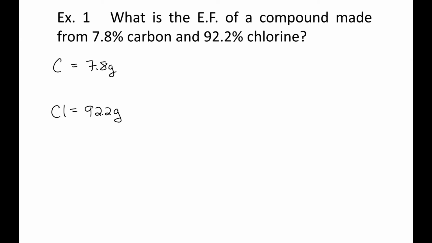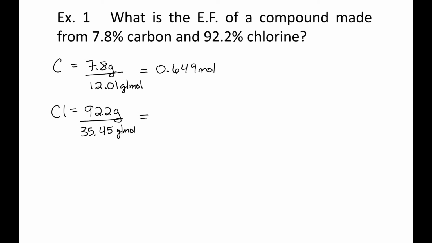Okay, now the second step said you had to divide by the molar mass of each element. The molar mass of carbon is 12.01 grams per mole, and when I divide that out, I get 0.649 moles. Now, the molar mass of chlorine is 35.45 grams per mole, and when I divide that out, I get 2.601 moles.